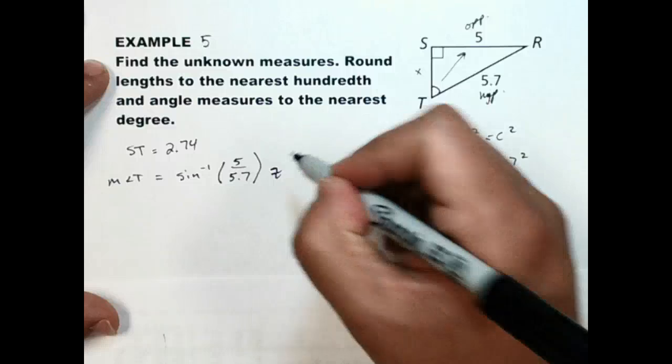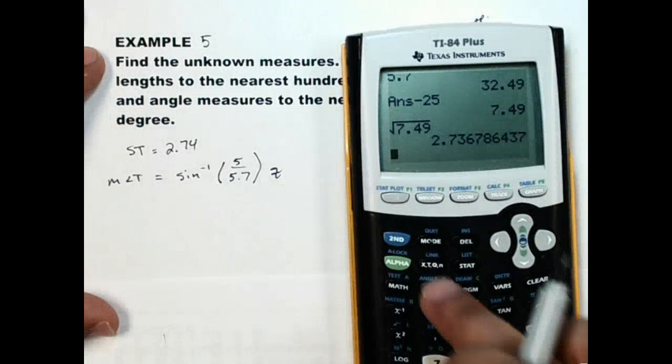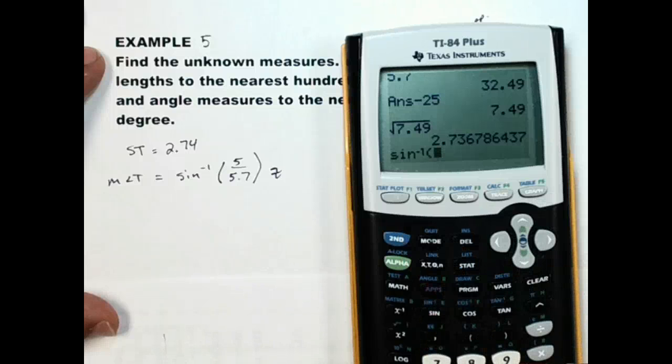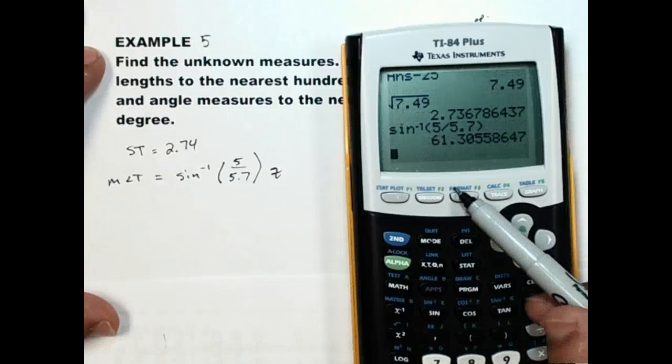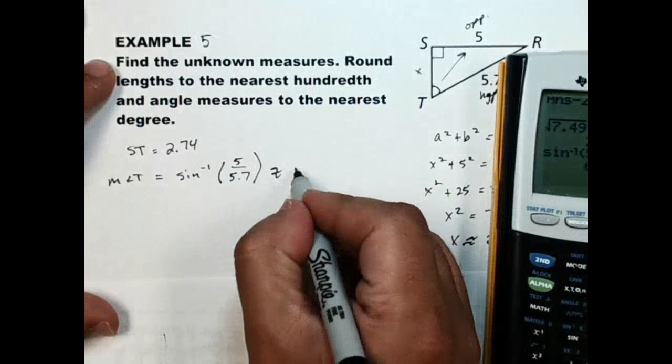Okay, and we're going to round this to the nearest degree. So in the calculator, I'm going to hit second sine of 5 over 5.7. Okay, I hit enter. It's 61.3, so that's going to round to 61 degrees.